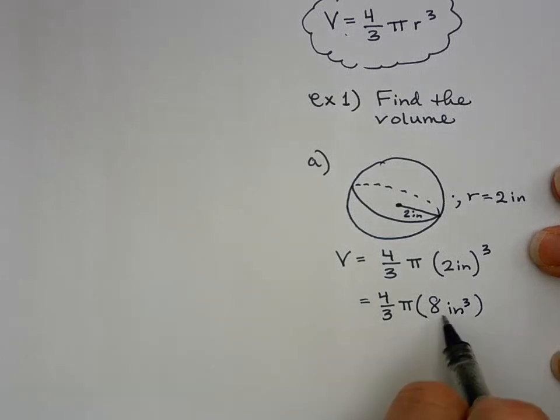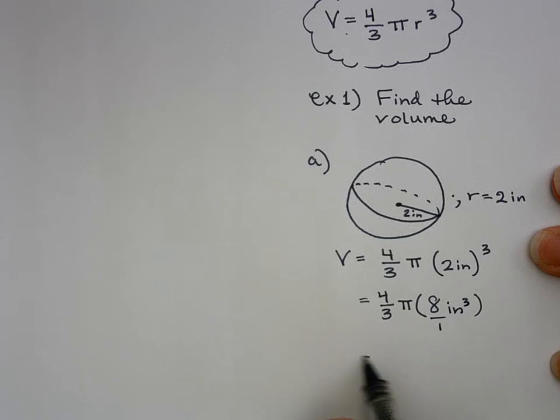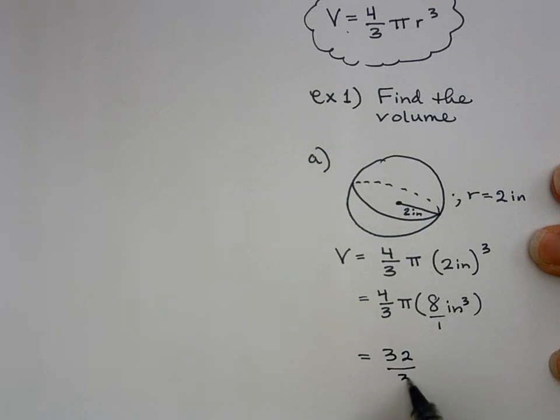And then from here, I'm just going to put this over 1 and then multiply straight across. So I have 4 times 8, which is 32. So I'm ignoring the pi right now. It's going to go at the end. So then I have 32, and then 3 times 1 is 3.